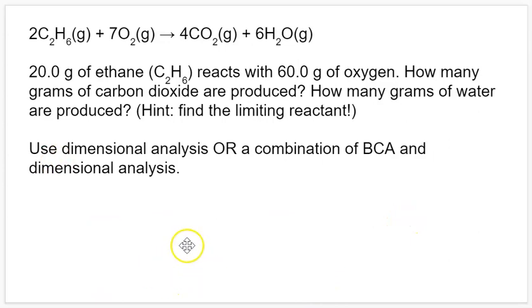and BCA. So we want to figure out how many grams of carbon dioxide are produced and how many grams of water are produced from the reaction of 20 grams of ethane and 60 grams of oxygen. So we have specific amounts. Anytime you're given specific amounts, you need to figure out who's the limiting reactant, because that's going to control how much total product that you can make.